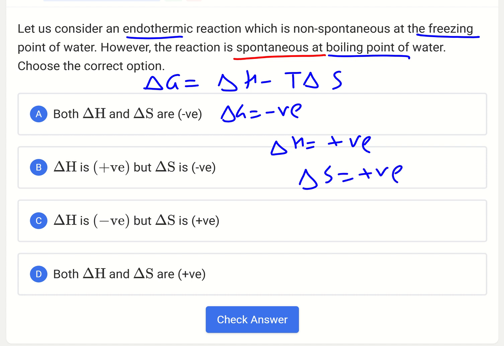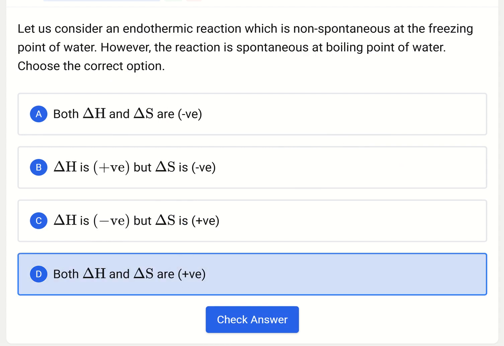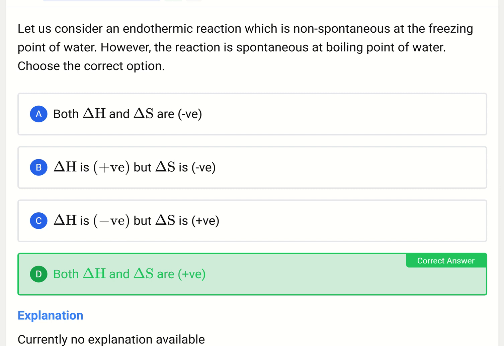So what we have to find? Choose the correct option. Both delta H and delta S are negative, no. H is positive, S is negative, no. H is negative, S is positive, no. Means D is our option. Both delta H and delta S must be positive. Let us check this answer. So we got the right answer.